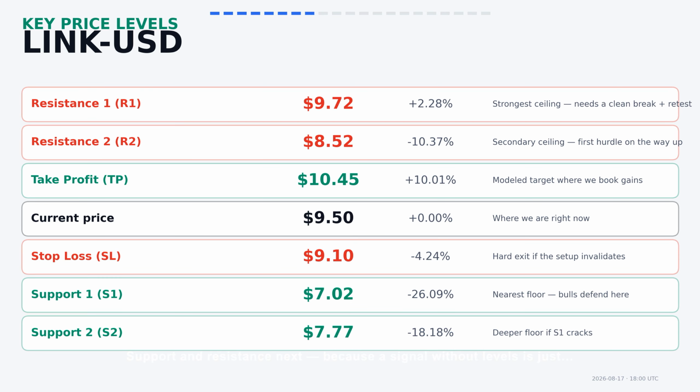The TP and SL aren't arbitrary numbers. They sit at logical inflection points, which is why this map matters more than any single indicator.